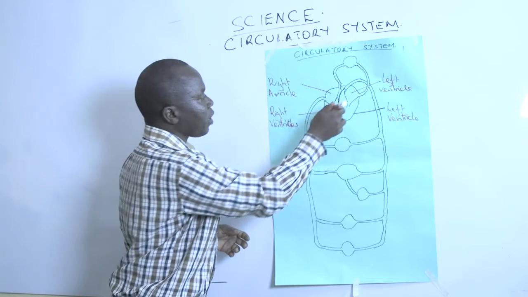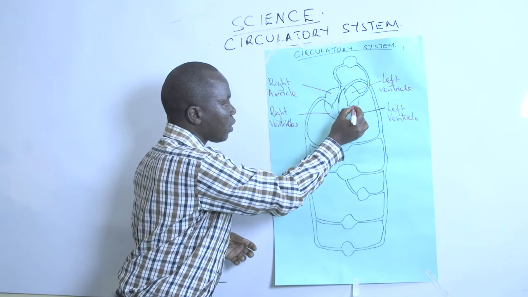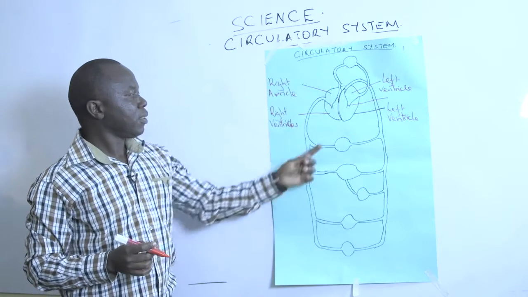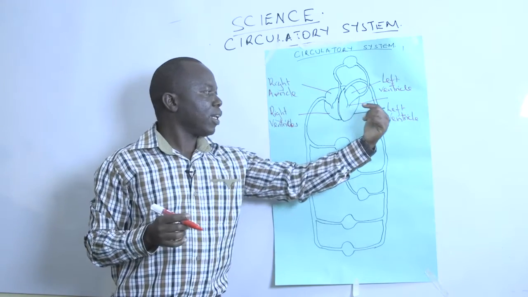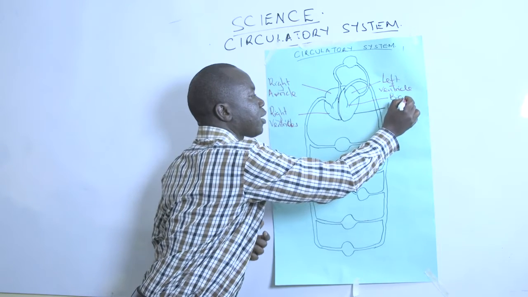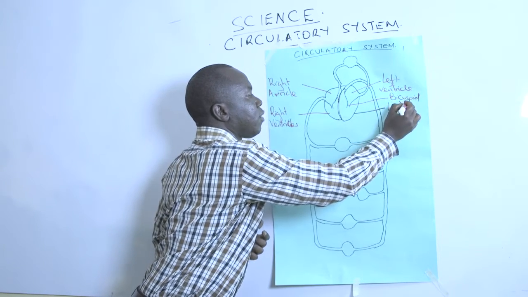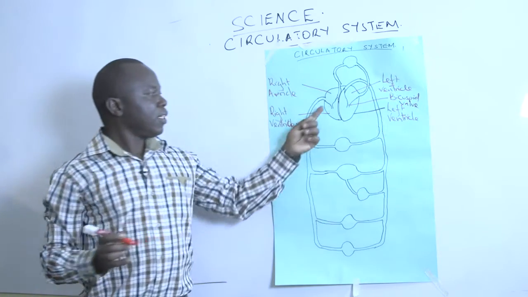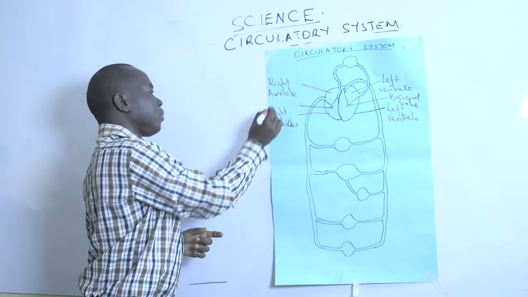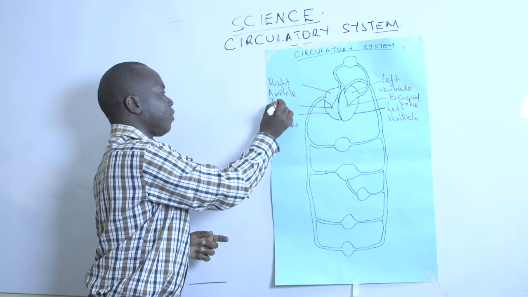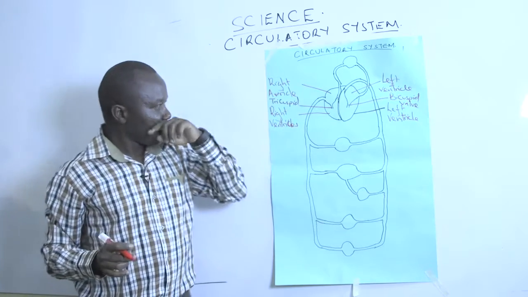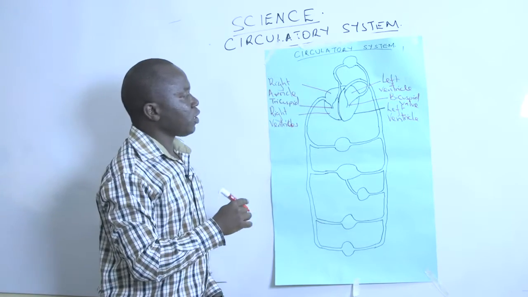Still, in the heart we have other structures. That part is a valve. That's also another valve. Because it's on the left side, it's called the bicuspid valve. This one is on the right. There's some rhyming there. We call it the tricuspid valve. We are going to look at the functions of each.